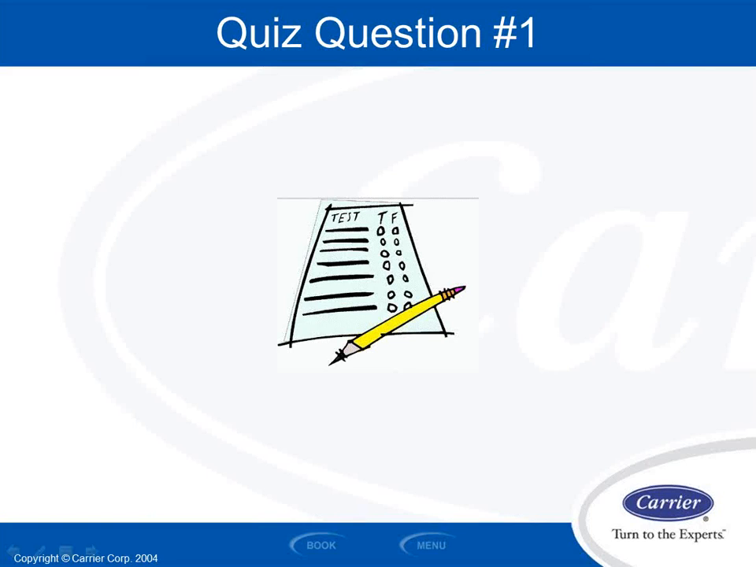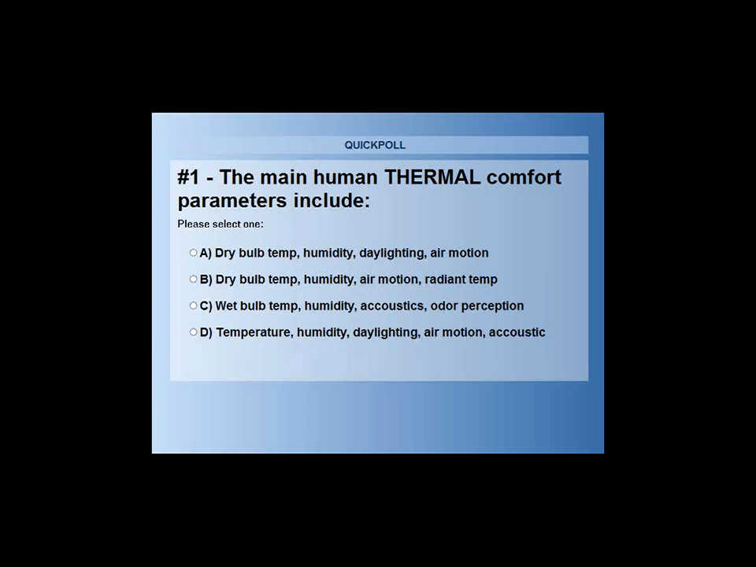So first question, the main human thermal comfort parameters include: A, dry bulb temperature, humidity, daylighting, air motion. B, dry bulb temperature, humidity, air motion, radiant temp. C, wet bulb temp, humidity, acoustics, odor perception. D, temperature, humidity, daylighting, air motion, and acoustics. All right, so you're going to pick one of these answers that defines the main human thermal comfort parameters.